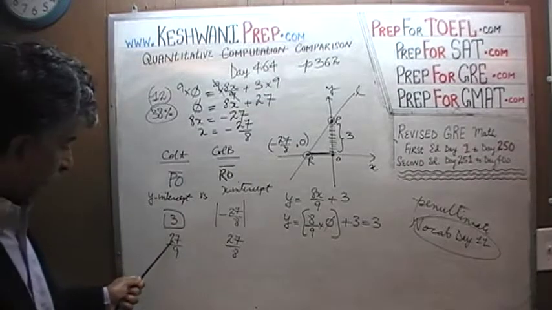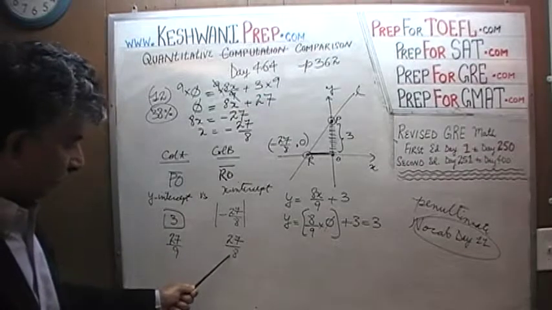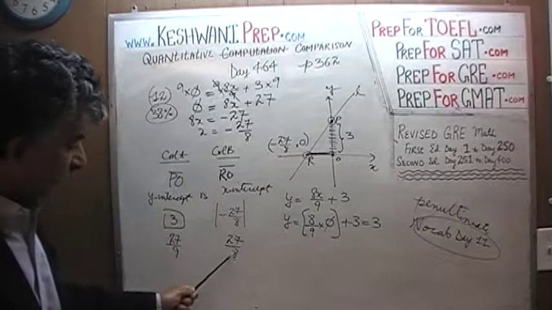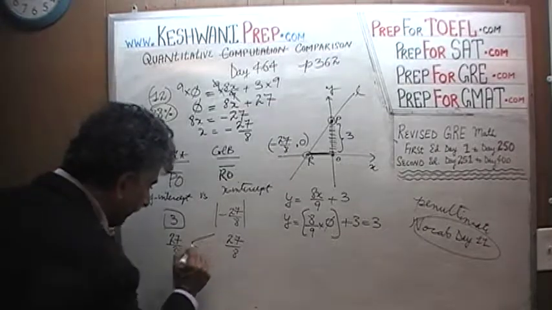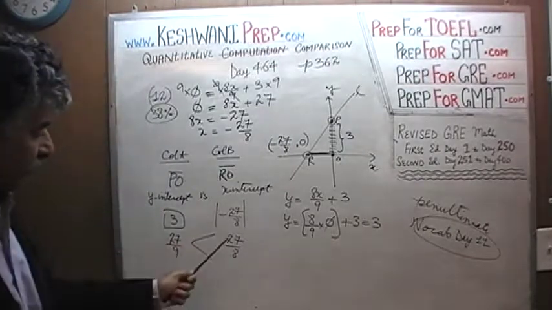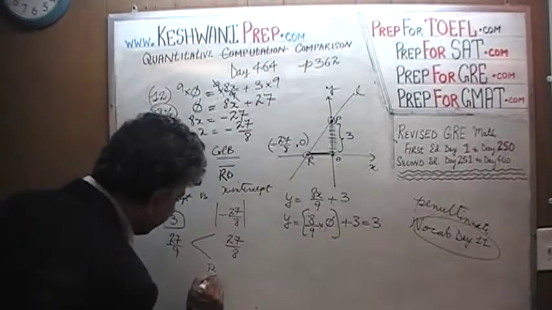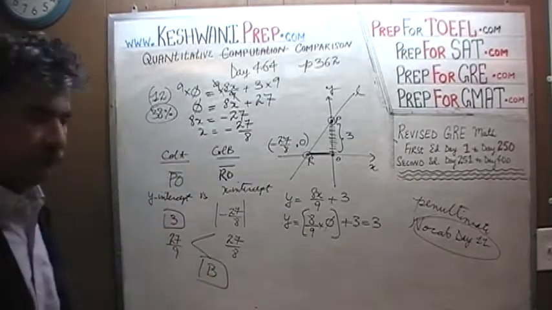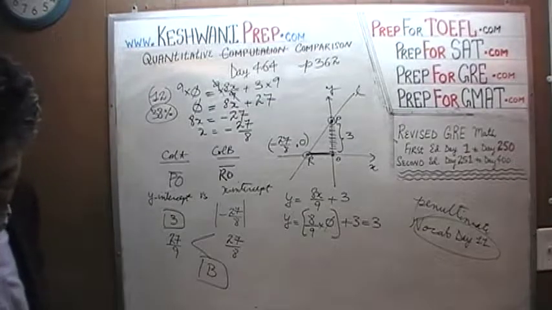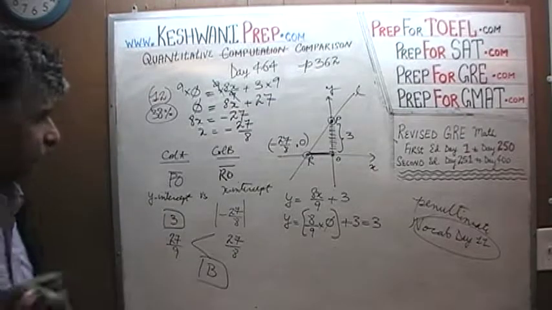We know that 27 over 9 is 3, therefore 27 over 8, since we're dividing the 27 by a smaller number, this quantity has to be bigger than that quantity. 27 over 8 has to be bigger than 27 over 9. The answer is B. Let's do the next one, shall we? Number 13.